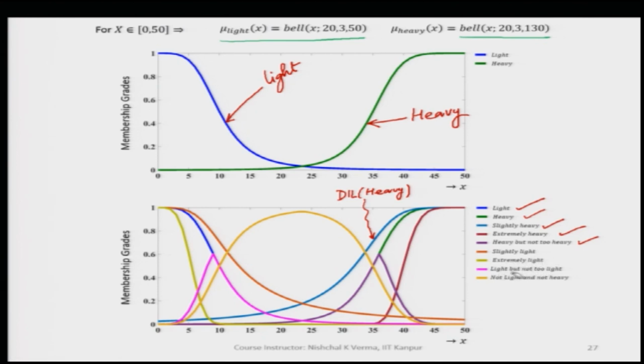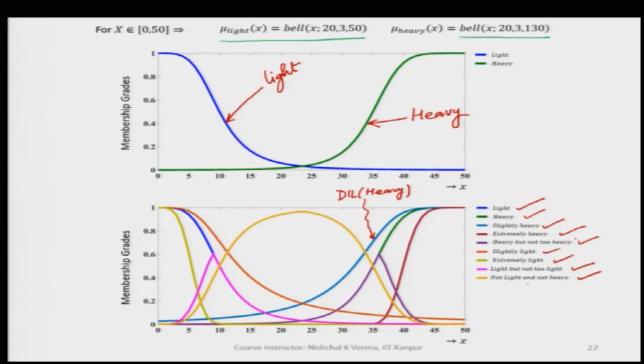Similarly, here we use light but not too light. We first get the complement of too light, which becomes not too light, and then we take the intersection of this with light. Similarly, for not light and not heavy, we take the complement of light and the complement of heavy, and then we take the intersection of these two to get the composite terms.